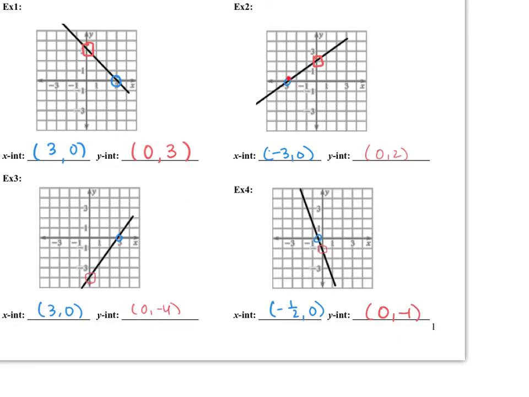So for example 2, the line crosses the x-axis at -3, 0, because it's negative because it's to the left, and it crosses the y-axis at 0, 2. For example 3, it crosses the x-axis at 3, 0, and crosses the y-axis at 0, -4. For example 4, it crosses the x-axis. This looks like about -1/2, 0. We'll talk more later about how to be precise, but for right now that's a good estimate. And it crosses the y-axis at 0, -1.